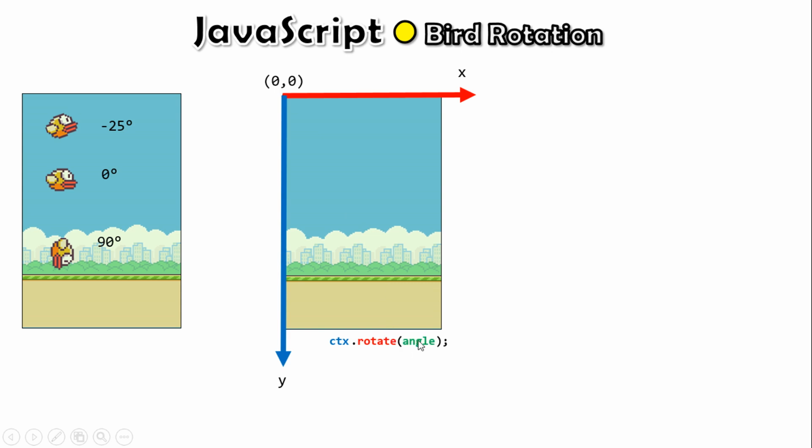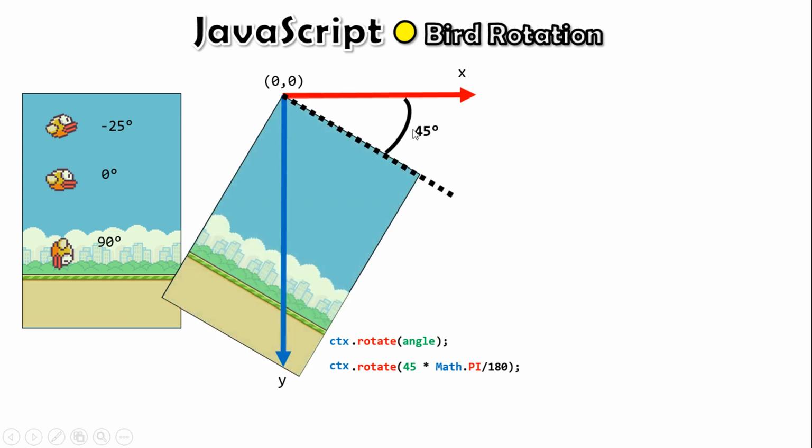Another problem, the angle here must be given in radians, and we all don't use radians. We instead use degrees. So let's say we need to rotate our canvas by 45 degrees. So I'm gonna say context.rotate 45 times pi divided by 180. So this is a conversion. We convert from degrees to radians. We will talk about this in a minute. So if you say context.rotate by 45 degrees, this will rotate the whole canvas by 45 degrees from the x-axis. And of course, the center of the rotation is the origin of our canvas.